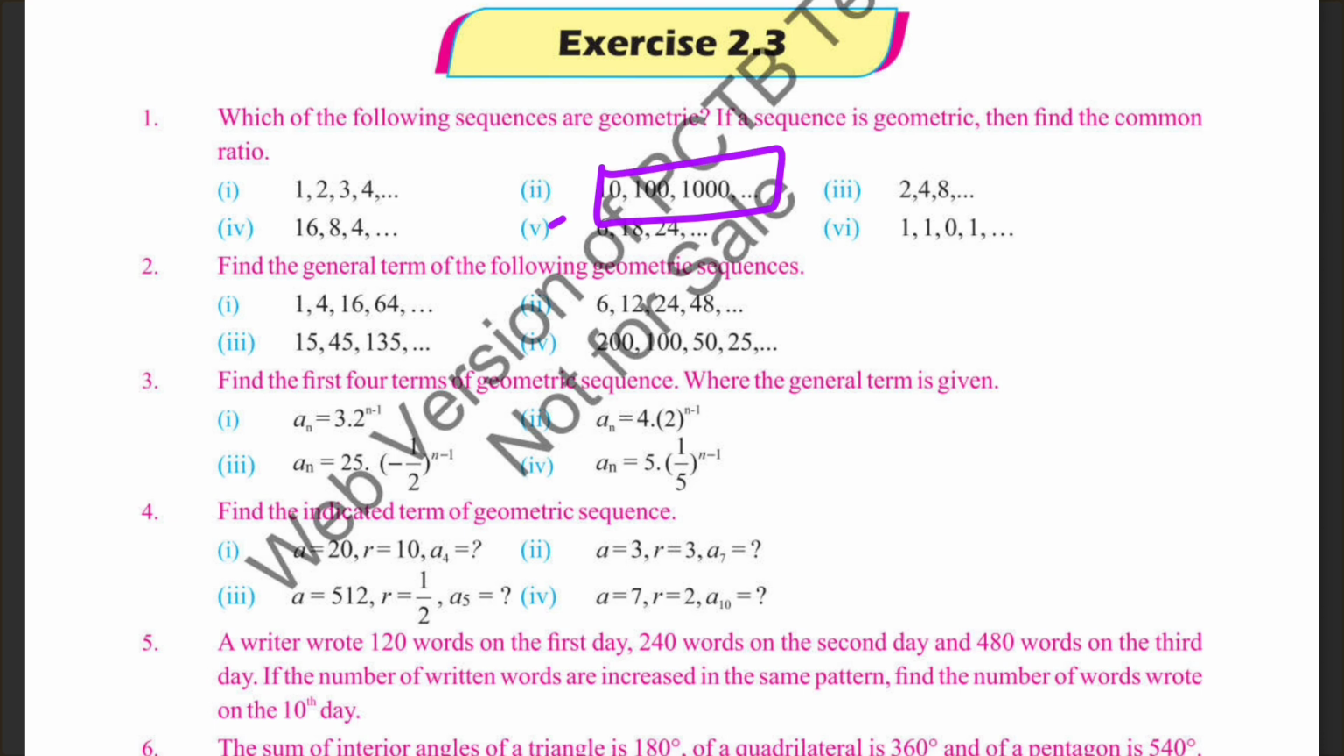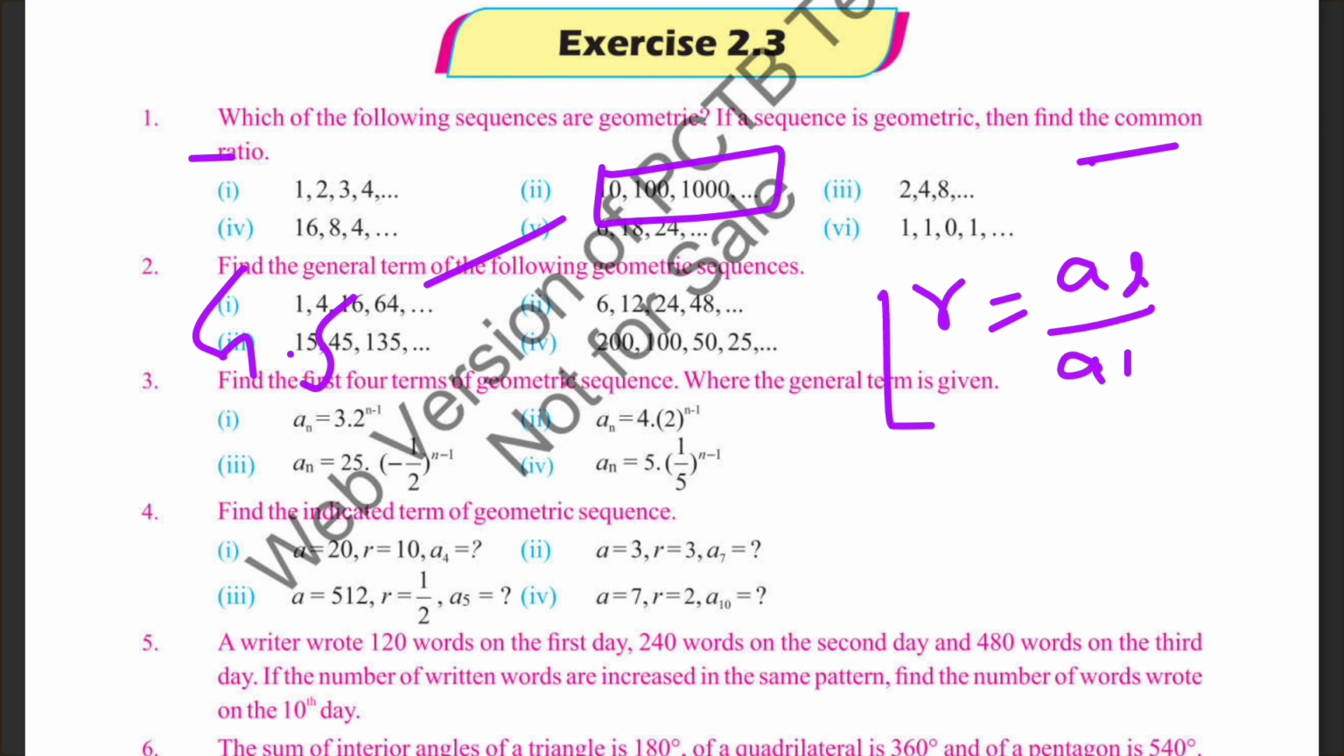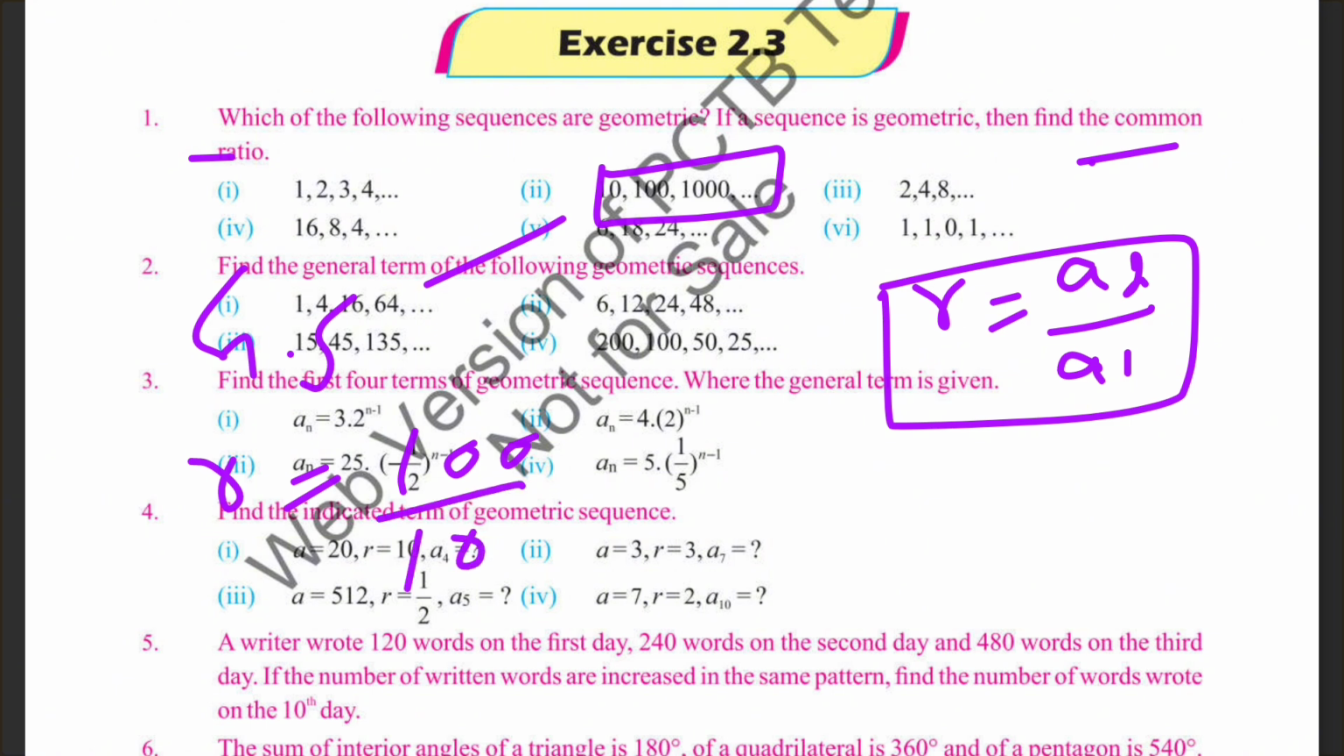Geometric sequence, and now we find the common ratio. Common ratio means the second term divided by the first term. Here is the common ratio value. Now common ratio R is equal to A2, the second term, which is 100, and the first term is 10, so 100 divided by 10. Now the common ratio is equal to 10.